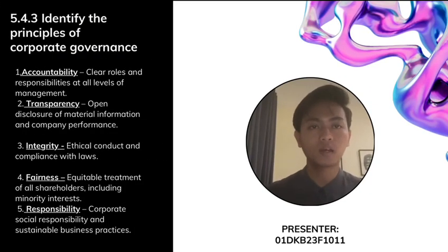In my last slide, I will identify the principles of corporate governance. The first one is accountability, which is clear roles and responsibilities at all levels of management. The next one is transparency, which is about open disclosure of material information and company performance. The third one is integrity, which means ethical conduct and compliance with laws. The next one is fairness, the equitable treatment of all shareholders, including minority interests. The last one is responsibility, meaning corporate social and sustainable business practice.